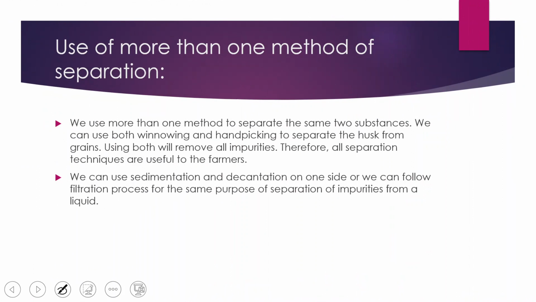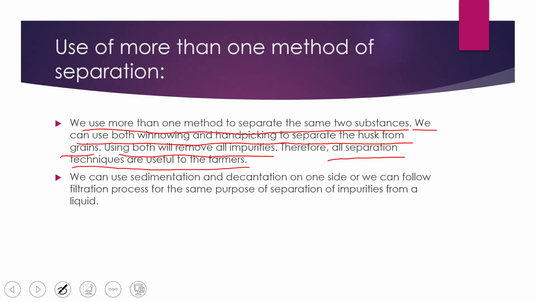Now we will read about the use of more than one method of separation. Sometimes for separating the substances from the impurities, we can use more than one type of method. We use more than one method to separate the same two substances. We can use both winnowing and hand picking to separate the husk from the grain. Using both will remove the impurities. Therefore, all separation techniques are useful for the farmer.